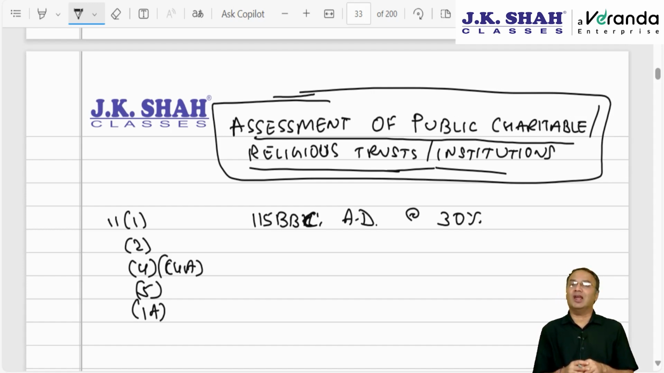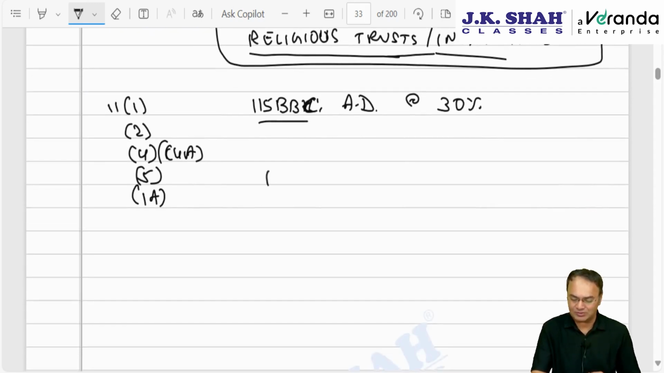Surcharge will be attracted at the applicable rate if total income, including this anonymous donation, exceeds 50 lakhs, 1 crore, 2 crore, 5 crore, as the case may be, depending upon the legal status of the trust. It could be AOP, AJP, a company, or a cooperative society. Now, what is 115BBC? 115BBC has 3 subsections. Starting with subsection 3, going back in reverse order, this provides the meaning of anonymous donation.